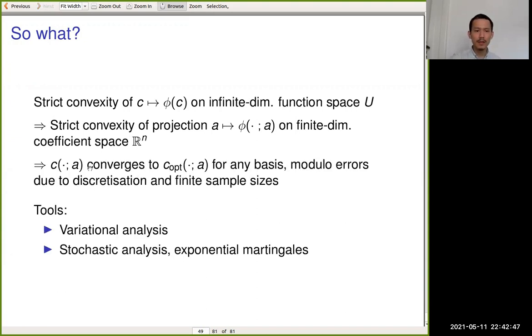And what does this imply? Well, this implies that your gradient descent iterates will converge to the optimal control given your fixed basis, for any basis, up to any errors due to your discretization of your SDE and any statistical errors because we're using finite samples. And the tools that we've used in here are basically variational analysis, as I've showed you before, Gateaux derivatives, and so on and so forth. And under the carpet, there's a lot of stochastic analysis. I've hinted a little bit at the exponential martingales.